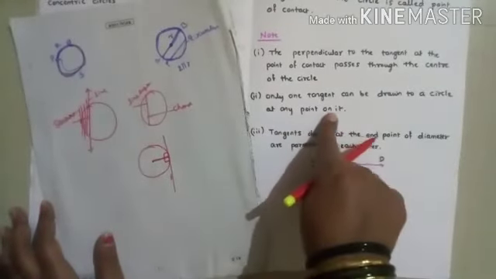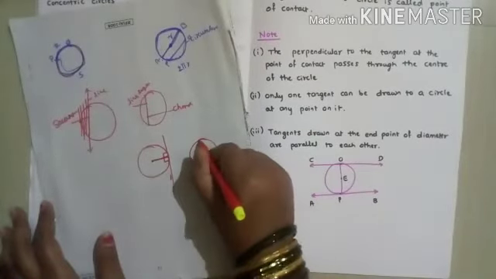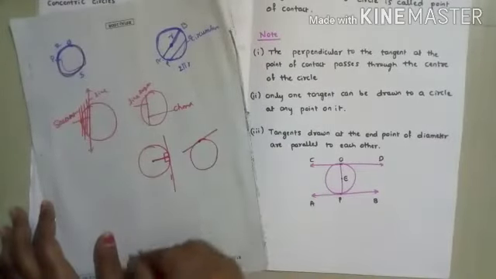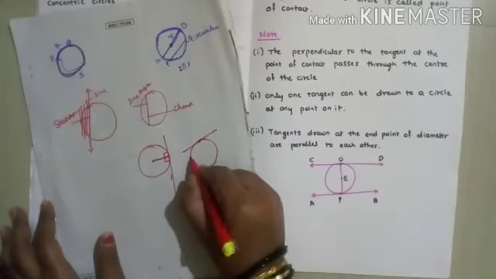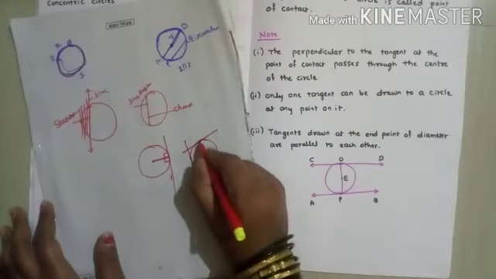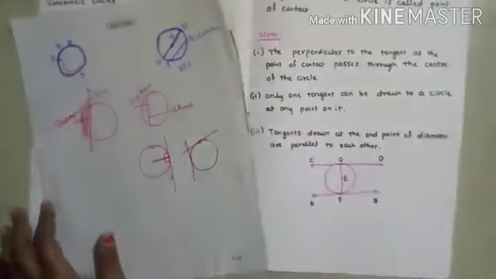Only one tangent can be drawn to a circle at any point on it. Suppose one circle is there, and you take one point on it. Through this point you can draw only one tangent. You can't draw more than that. Suppose I take one more point, then one more tangent you can draw, but for a point on a circle you can draw only one tangent. That is the meaning of the second note.